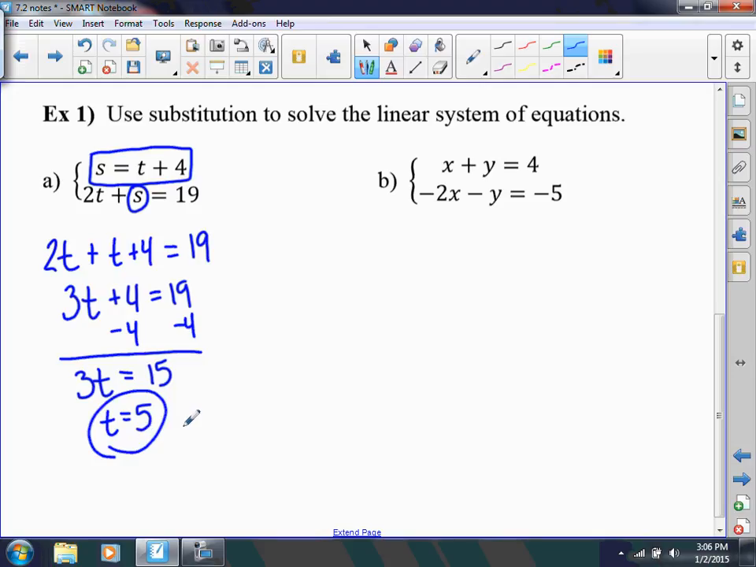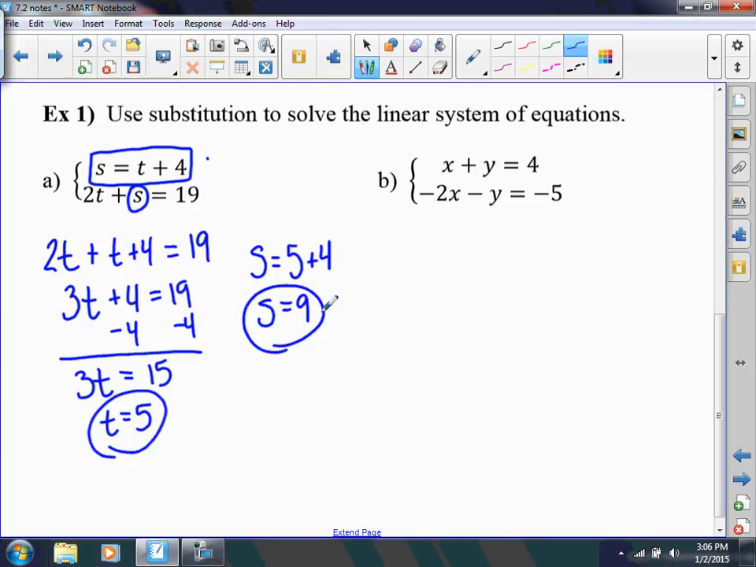Now I still have to figure out what S is, so I'm going to go back up here to either equation. You pick the one that you think is easier. I like the top one, and it says S equals T plus 4. Well, now I know what T is. T is 5. So instead of T plus 4, it's going to be 5 plus 4. So S equals 9. There's my other solution.